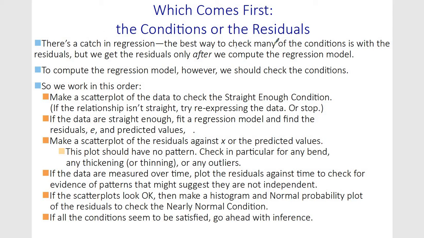Here's the catch. The best way to check many of the conditions is with the residuals, but we get the residuals after we make the model. It seems counterintuitive to not do the conditions first, right? So work in this order. Make a scatter plot and check the straight enough condition. If the data is straight enough, fit a regression model and find the residuals and the predicted values, your y-hats. Make a scatter plot of the residuals against x, or the predicted values. It should have no pattern. If the data are measured over time, plot the residuals against time to check for evidence of patterns. If the scatter plots look okay, then make a histogram and normal probability plot of the residuals to check the nearly normal condition. If everything's satisfied, then you can go ahead with inference.